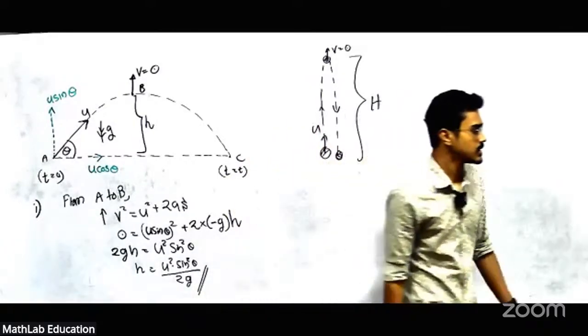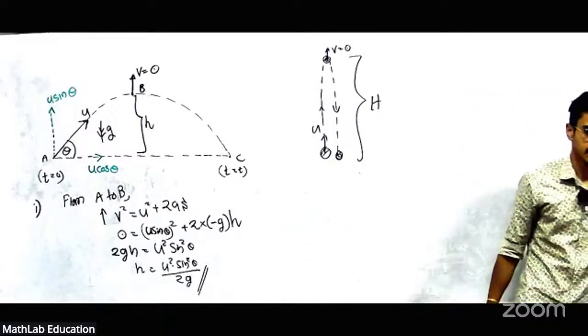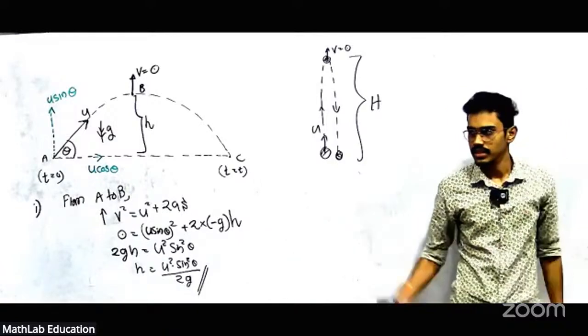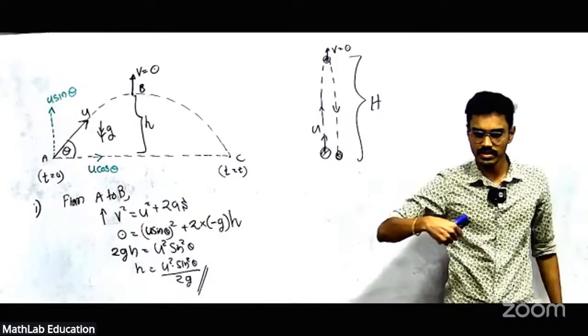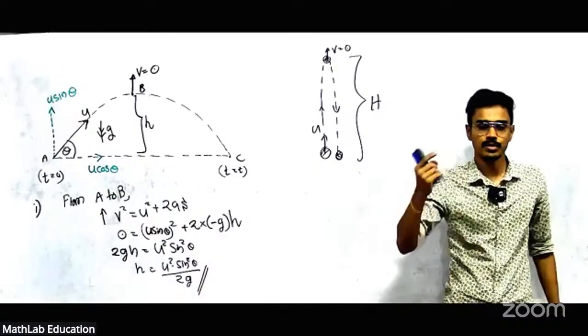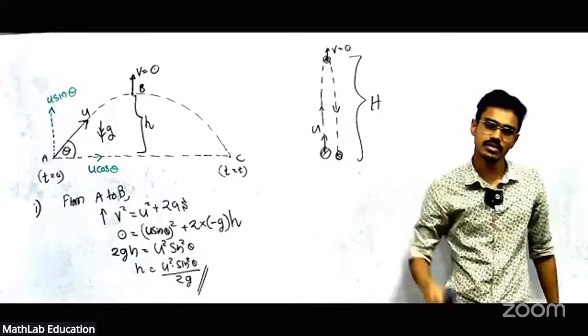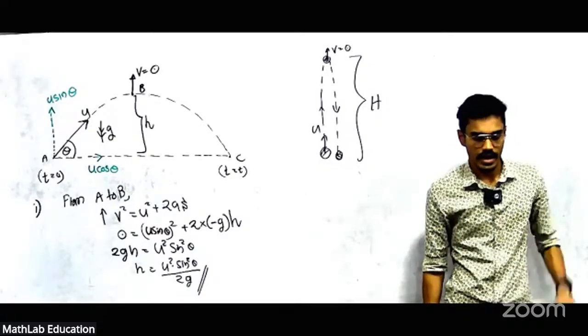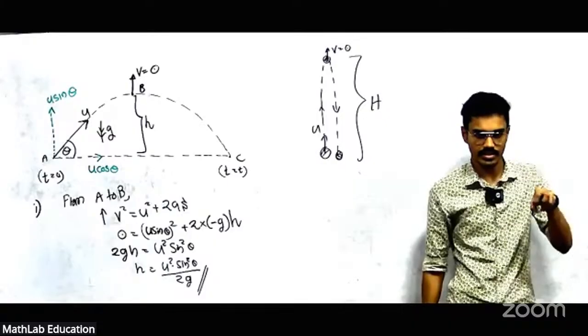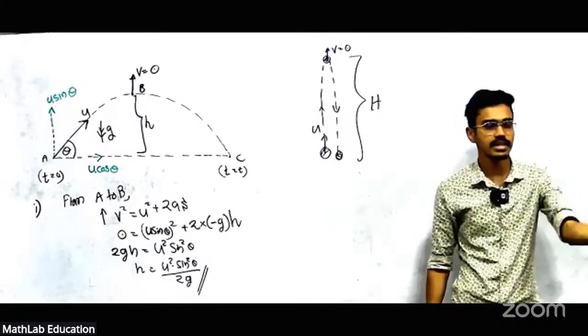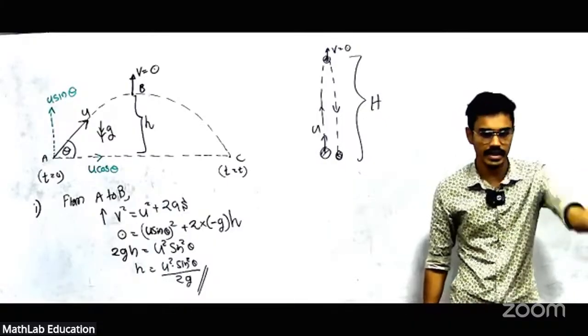So simply what we are doing is, if we are asked about something, you have to understand whether it's relevant to the vertical linear motion or horizontal linear motion, and you have to pick the correct, suitable one, and apply a linear motion equation to get it done.